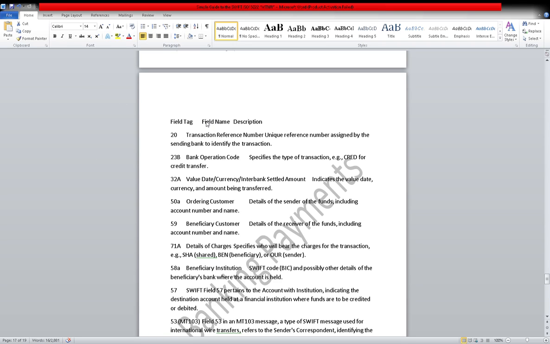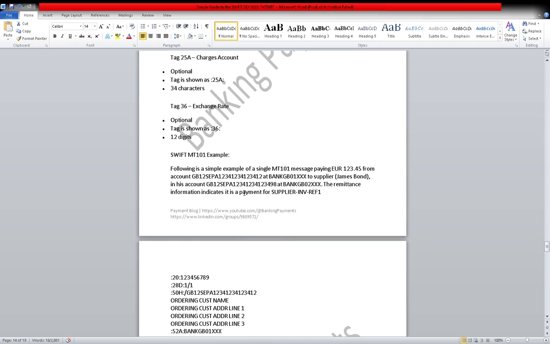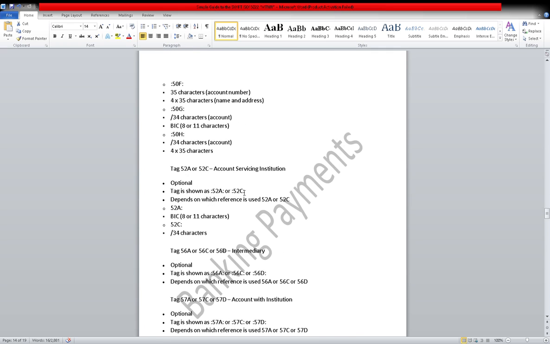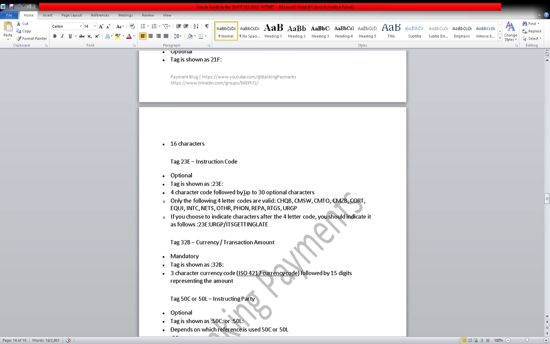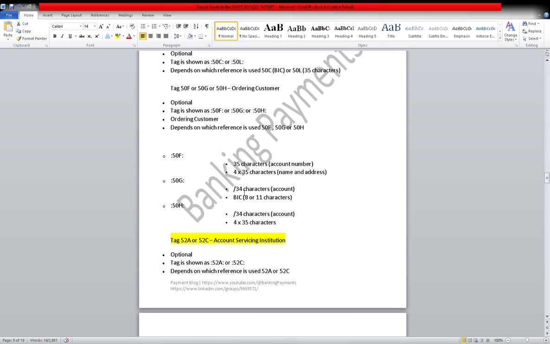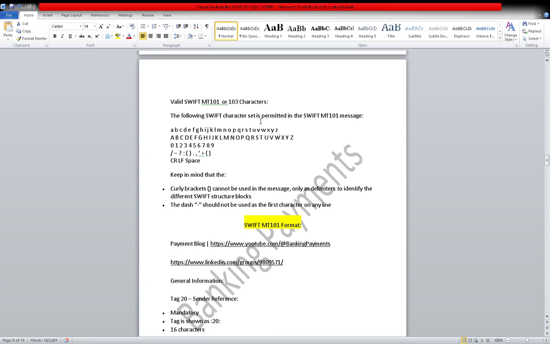This is generated alphanumerically and is unique. There is no fixed rule for this one. One thing I forgot to tell you: there are some rules when we put the transaction reference number UATR. Those rules are mentioned in the Swift guideline. The following Swift characters are permitted in an MT101 or MT102 message.